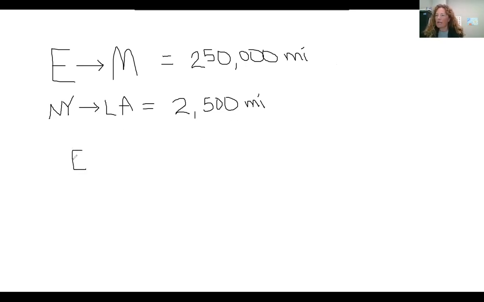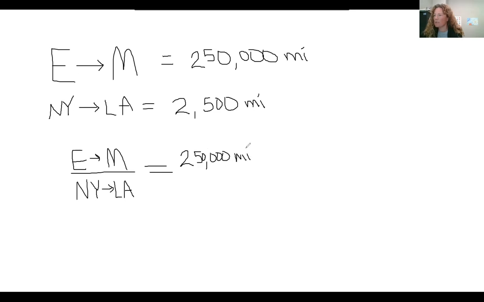To set up our ratio, it asked us for the ratio of the distance from Earth to the moon to the distance from New York to LA. And so we want to start with putting those distances in. 250,000 miles and 2,500 miles. First thing we can see here is that both the unit on top and the unit on the bottom are miles. As I said, those need to be the same.